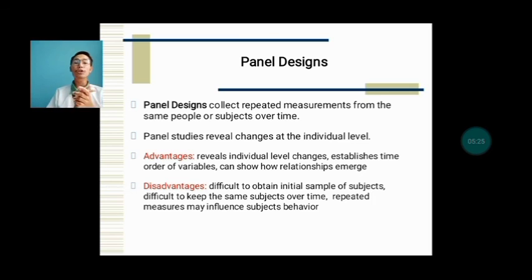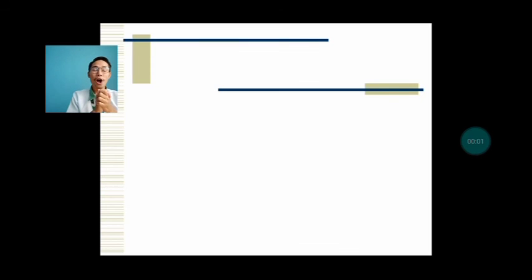Disadvantages: it is difficult to obtain an initial sample of subjects, difficult to keep the same subjects over time, and repeated measures may influence subject behaviors. That's all.